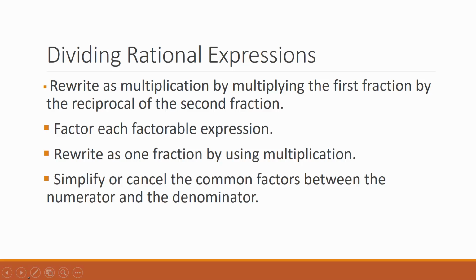Now after that, then we're just multiplying rational expressions. So we want to factor each expression in the numerators and denominators, rewrite it into one fraction, and cancel the common factors.